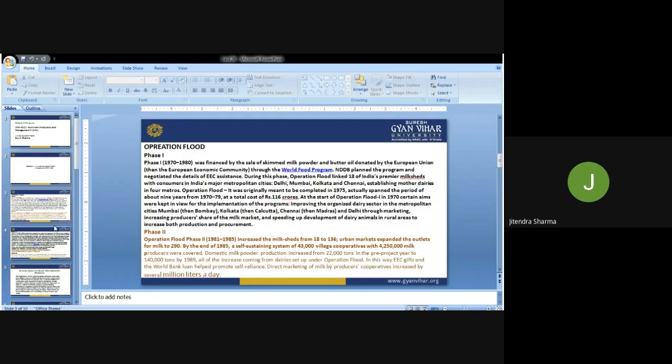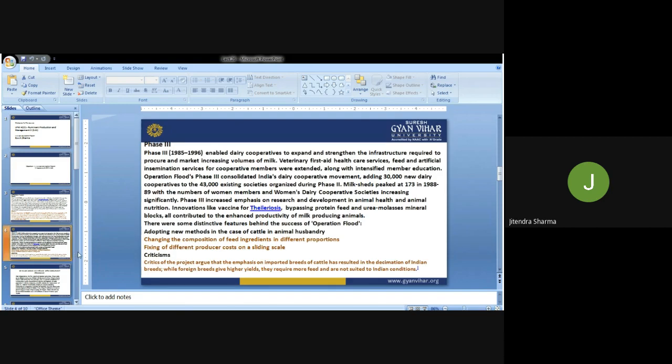Then the third phase is also very important. It took almost 10 years, from 1985 to 1996. It enabled dairy cooperatives to expand and strengthen the infrastructure required to produce and market increasing volumes of milk. Veterinary first aid, health care services, feed and artificial insemination services for cooperative members were extended, along with intensified member education. The third phase consolidated India's dairy cooperatives, adding 30,000 new dairy cooperatives to the 43,000 existing societies organized during the second phase.